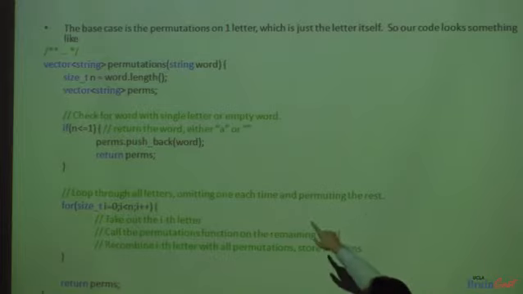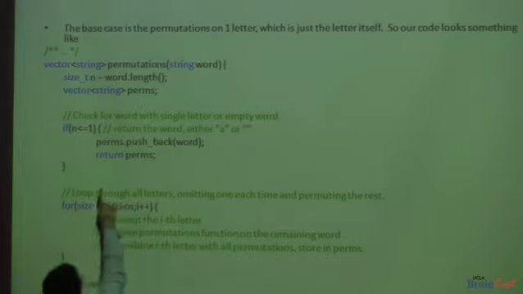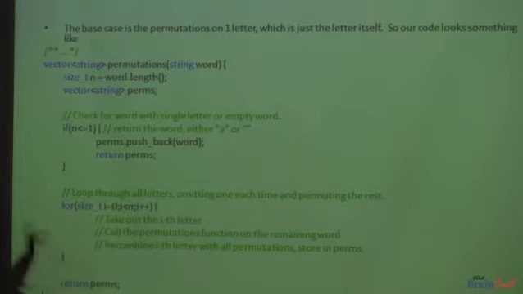So first of all, we need to check for words with a single letter or an empty word. For example, if the string you put in was the empty string, well, wait, hang on. Before we do that, what is the return type of this function? A vector of strings. So we're going to input a string, and as our output, we're going to get a vector of strings. Makes sense, right? Yes, we need the vector consisting of all 6 possible rearrangements of the letters.